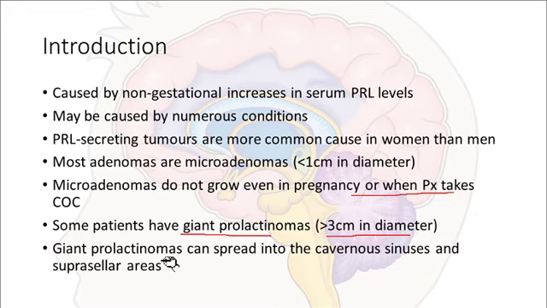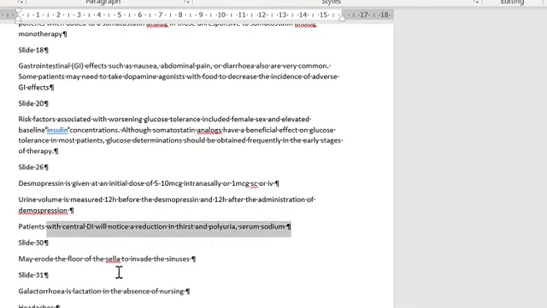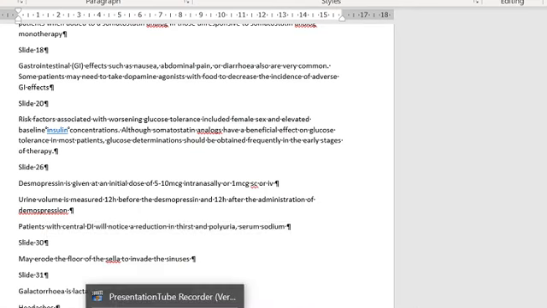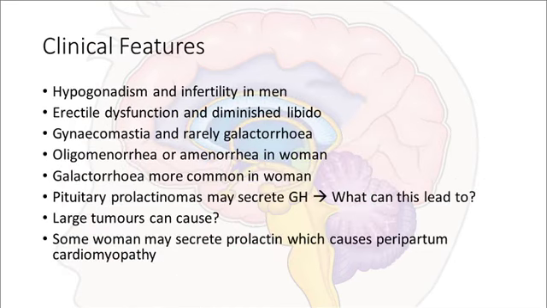Now, giant prolactinomas can spread into the cavernous sinuses and the suprasellar areas, and of course, this will erode the floor of the sella and then invade the sinuses as well. Hypogonadism and infertility is a clinical sign that you will find in men. Erectile dysfunction and diminished libido is another one. Gynecomastia and rarely galactorrhea occurs.